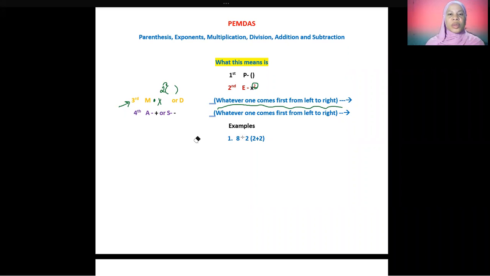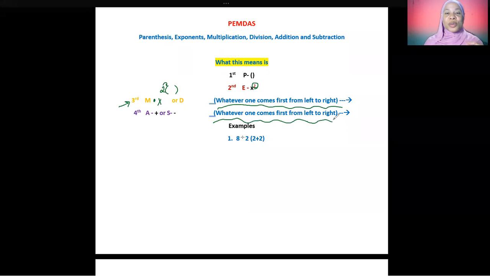Now, when you get to the next step, you have addition or subtraction. Same concept as multiplication or division, but now you're doing addition or subtraction. So whatever one comes first from left to right, that's the one that you do. So remember, addition and subtraction are on the same level. They have the same strength. They have the same amount of power. They're equivalent. They're equal.